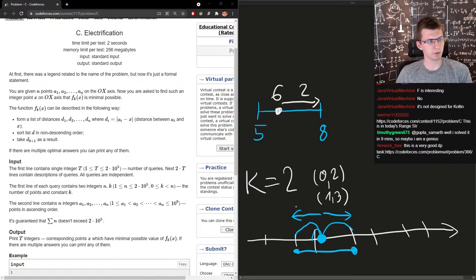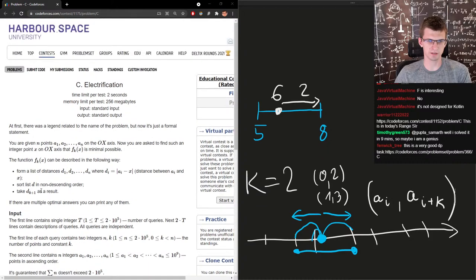So always I will consider a pair a_i, a_(i+k), using their value k from 0 to n minus 1. We need to consider all such pairs. Right.